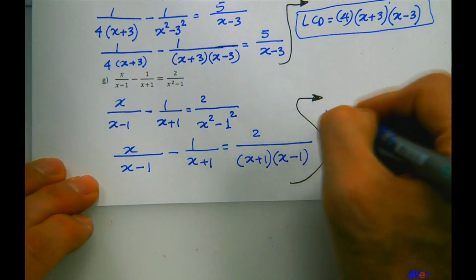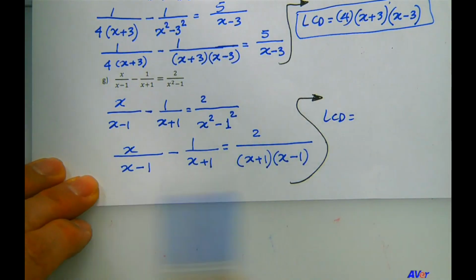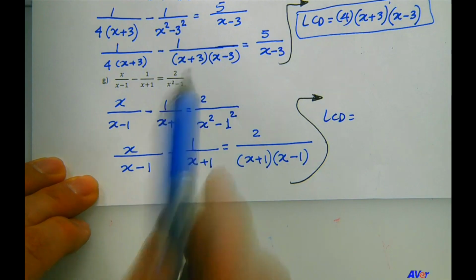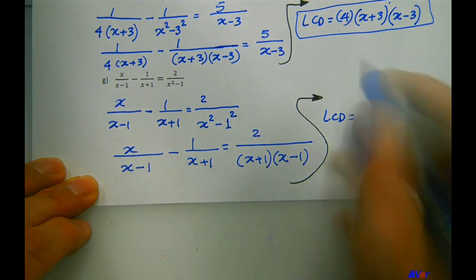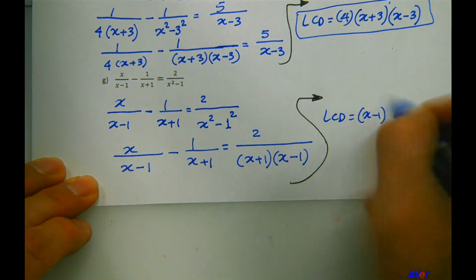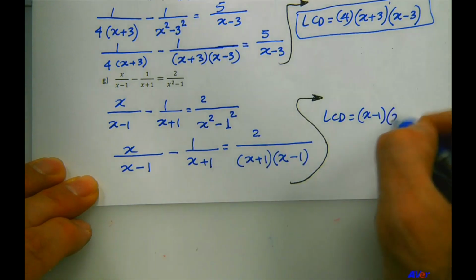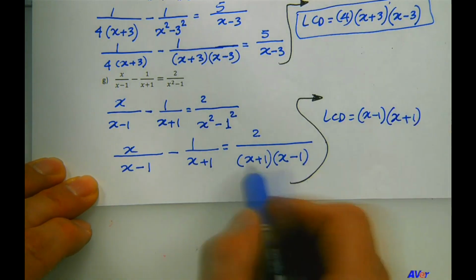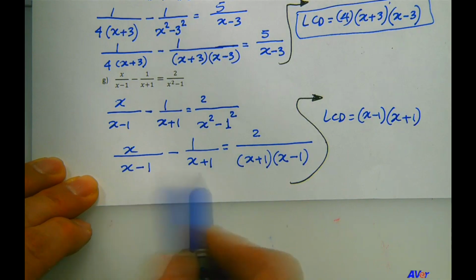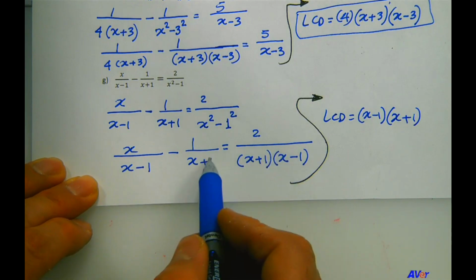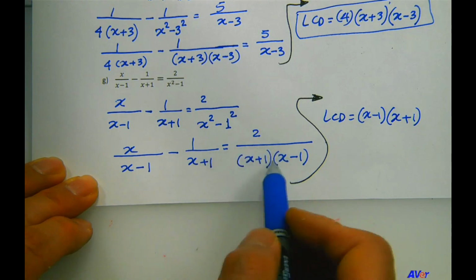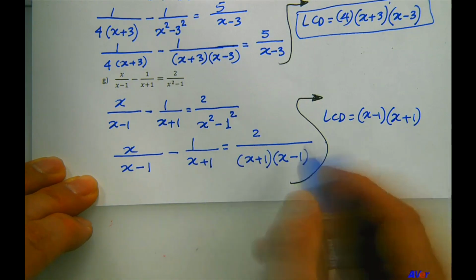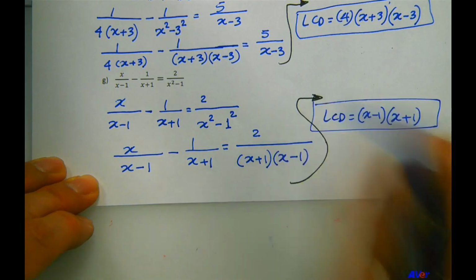The LCD is any of these factors in the highest power it appears under any one fraction. So x minus 1 to first power, we should include it. x plus 1, yes, we should include it. Over here, the same factors appear, but with the same power. Power 1, right? So do we have to include them again? No. Okay, so this is our LCD.